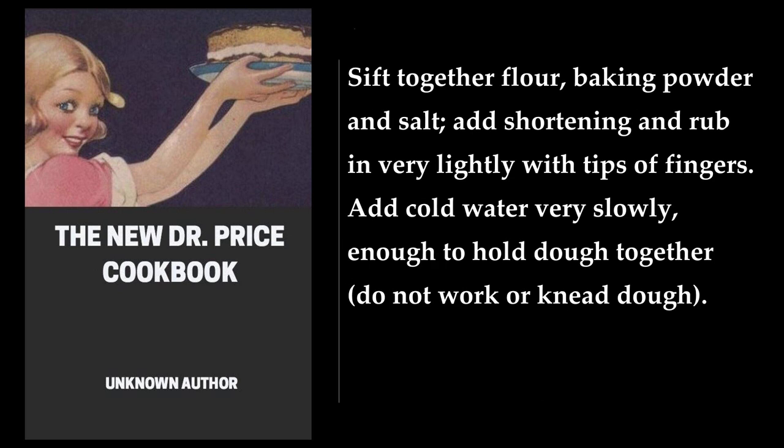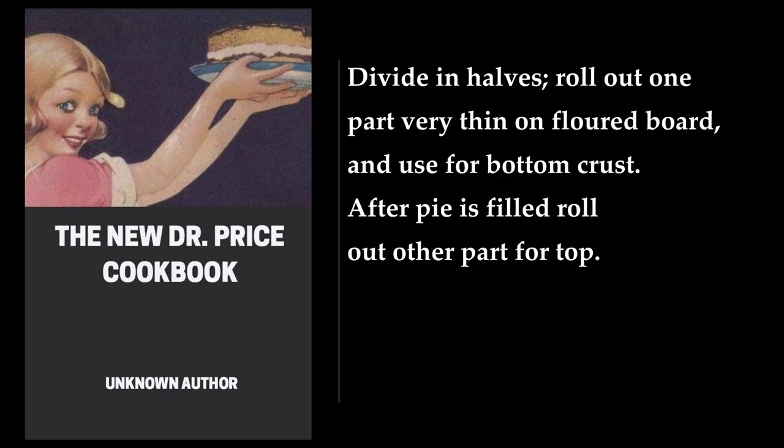Sift together flour, baking powder and salt, add shortening and rub in very lightly with tips of fingers. Add cold water very slowly, enough to hold dough together; do not work or knead dough. Divide in halves, roll out one part very thin on floured board, and use for bottom crust. After pie is filled, roll out other part for top.